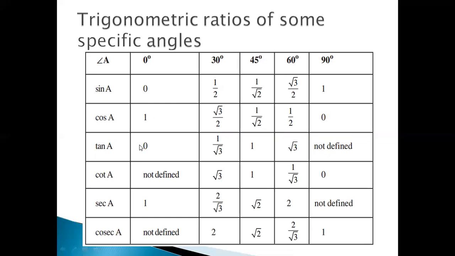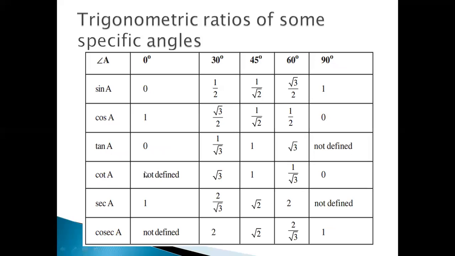Now, tan A, that means tan 0 is 0. Tan 30, I just explained, is 1 by root 3. Tan 45 also explained, we got it as 1. And tan 60, I will explain through a figure in the next session. But just take this value, tan 60 is root 3, and tan 90 cannot be defined.